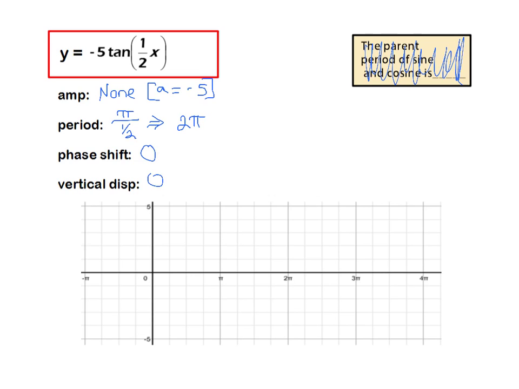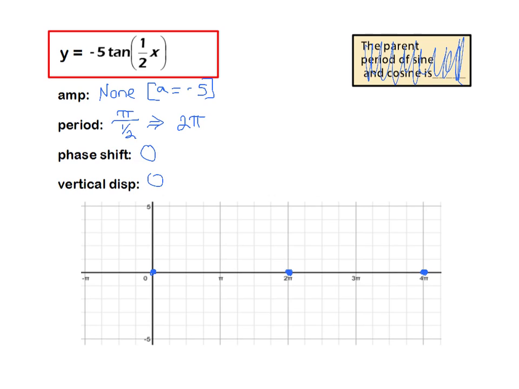And then you pick your starting point. For tangent, if you look back at your parent graph, tangent has an x-intercept. That's how it starts. Since I don't have a phase shift, I might as well go ahead and plot that point right there. Now the next time I'm going to have an intercept is going to be the period length. 2 pi units later, I'm going to have another x-intercept. 2 pi later, another one.